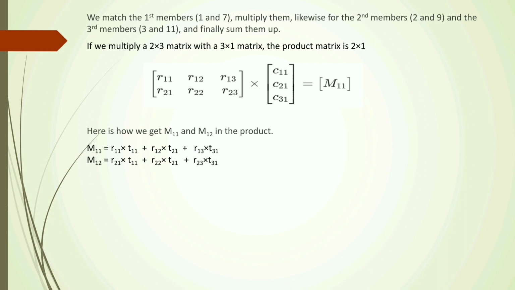If we multiply a 2 by 3 matrix with a 3 by 1 matrix, the product matrix is 2 by 1. Here is how we get M11 and M21 in the product. M11 equals R11 into T11 plus R12 into T21 plus R13 into T31. Similarly, you can find M21.